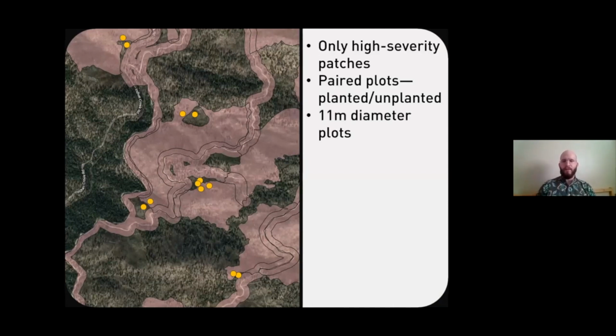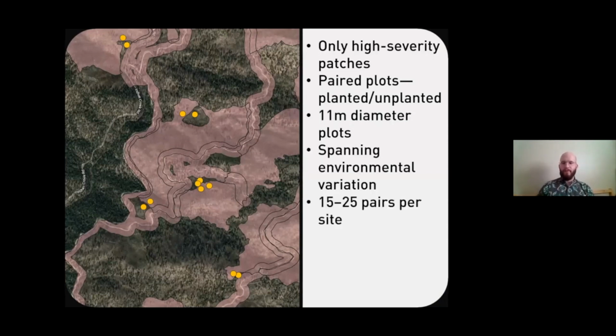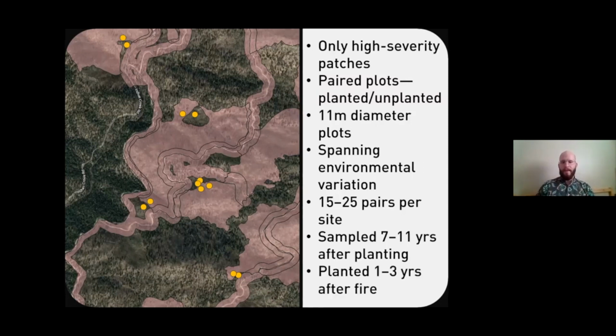Each plot was 11 meters in diameter. They spanned a wide range of environmental variation. There are about 15 to 25 pairs per site. They were sampled 7 to 11 years after planting, so that the trees that were surviving were likely going to persist into the future. And lastly, planting occurred roughly 1 to 3 years after a fire.